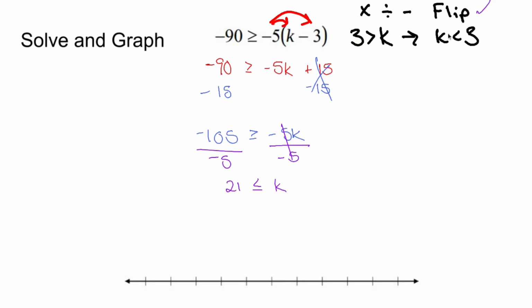So that happened, and guess what? That's about to happen. I don't like my variable on the right side. So if 21 is less than or equal to k, that means k is greater than or equal to 21. Now, in order to graph this, we need to put 21 somewhere on our number line and then just fill in the rest like so.